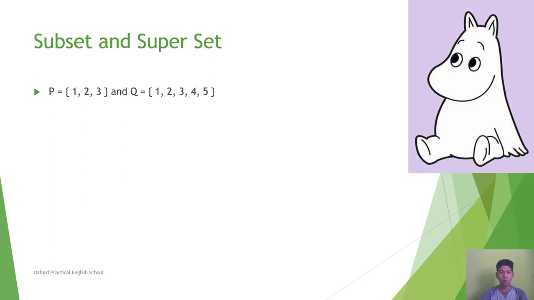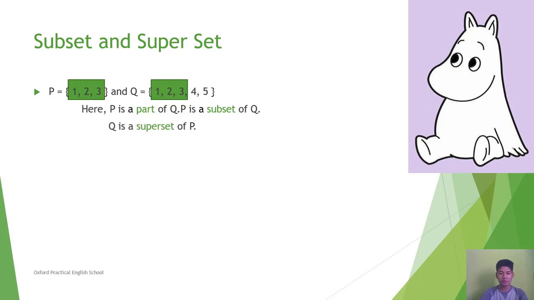The elements of set P are 1, 2, 3. The elements of set Q are 1, 2, 3, 4, 5. So if we have a closer look at these sets, set P has 1, 2, 3 and Q also has 1, 2, 3. Now we can say that set P is a part of set Q because all the elements of set P are present in set Q. So set P is a part of set Q, and remember, part can also be called a subset here. So set P is a subset of set Q and Q is a superset of set P.